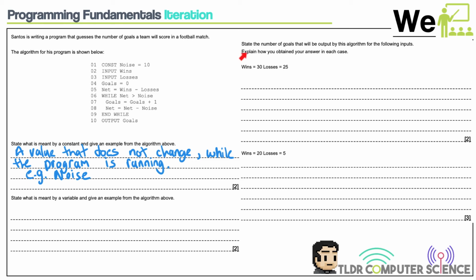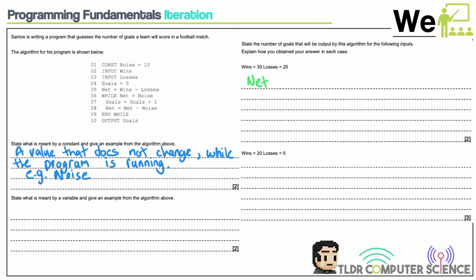State the number of goals that are outputted by this algorithm for the following inputs. Explain how you obtained your answer in each case. So in here, we need to say the input of wins is 30, losses is 25, and we're going to have to go through what happens. This would be an ideal place to actually do a trace table. We've got no real space for it, so I'm just going to record the values that change.